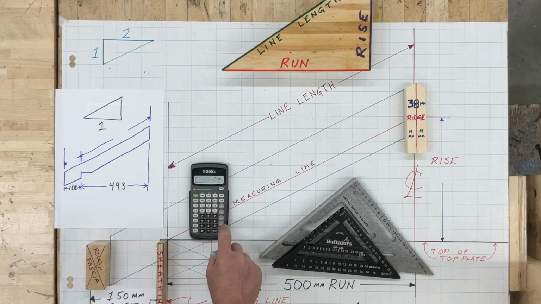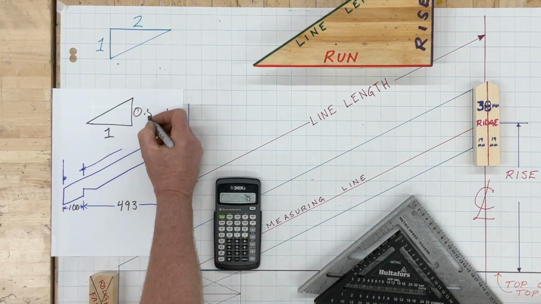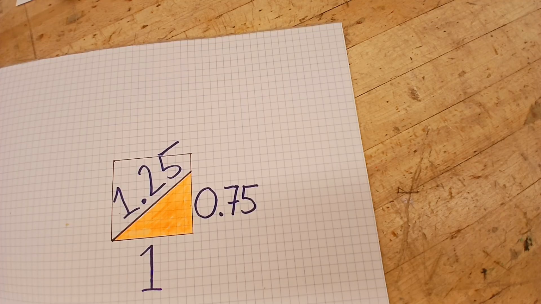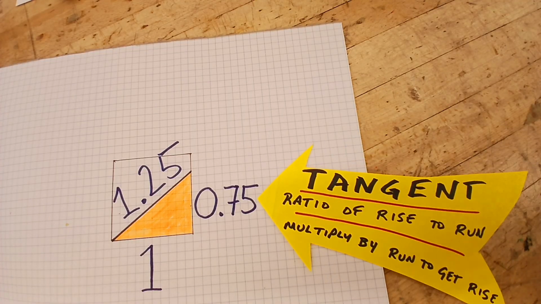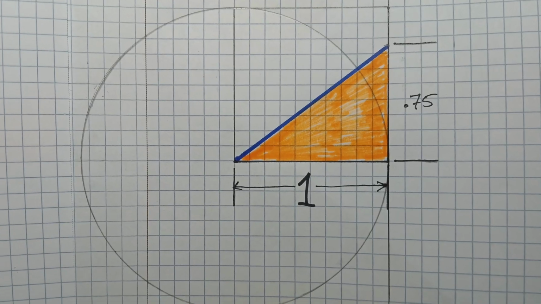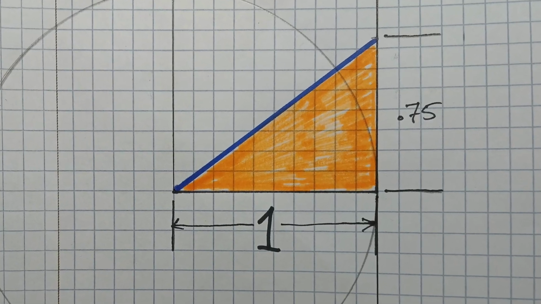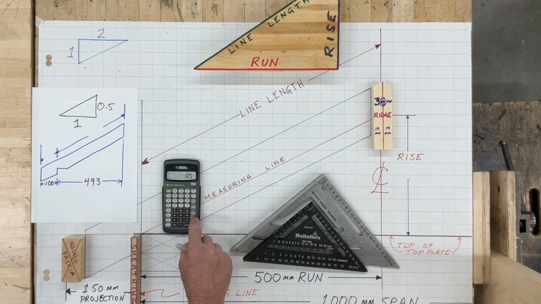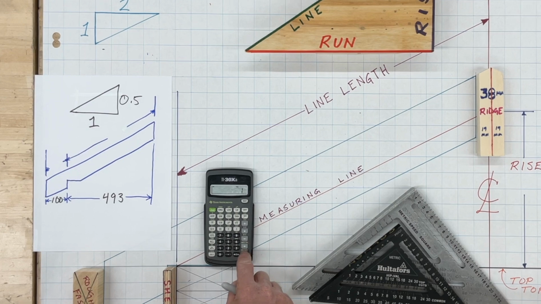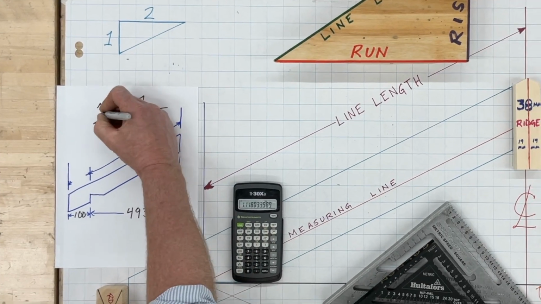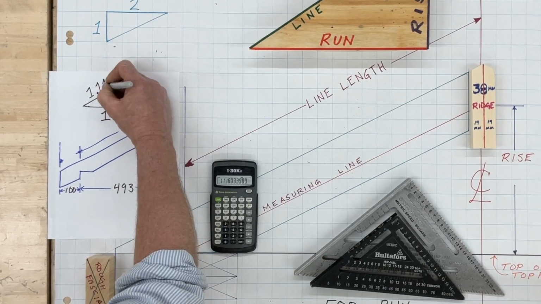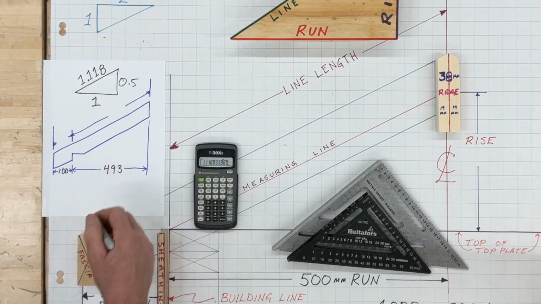Remember earlier in the video I said that the tangent ratio is the most useful way to express roof slopes? Now you'll see why. The tangent ratio is the rise per single unit of run, and there's also a ratio for the length of a rafter per single unit of run. A lot of carpenters call this ratio just that, the line length per unit of run. But it's got other names as well.